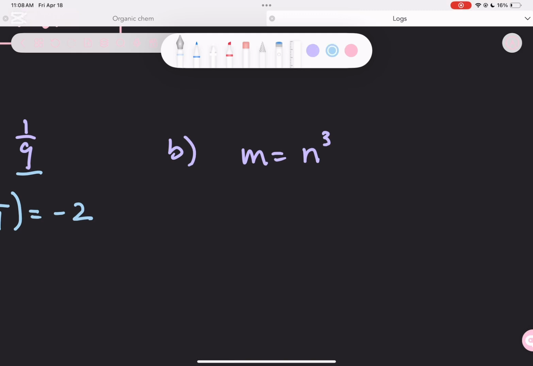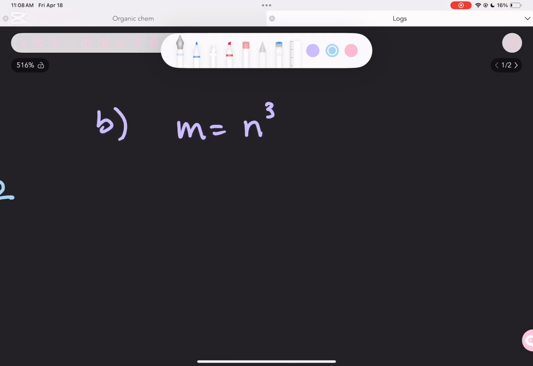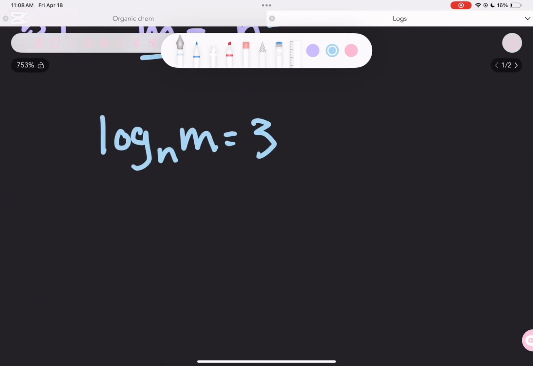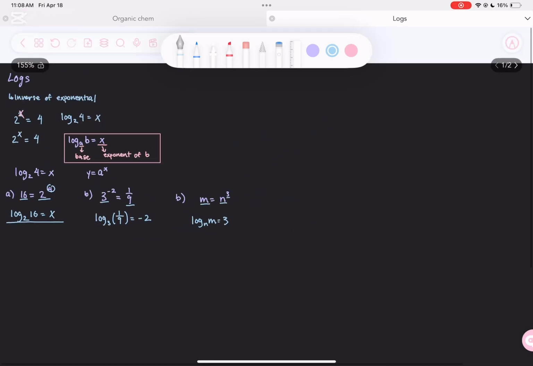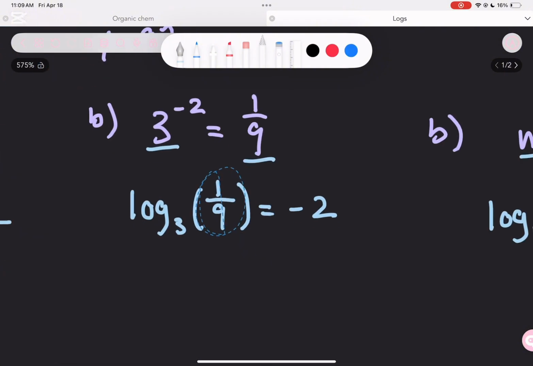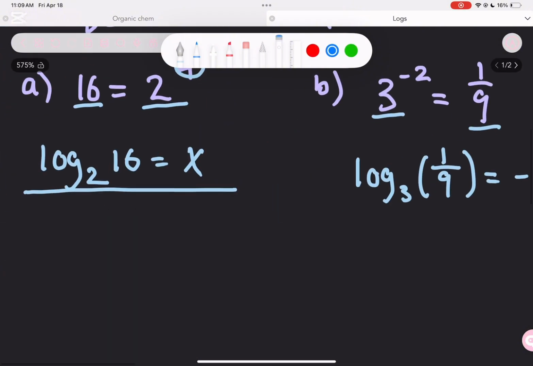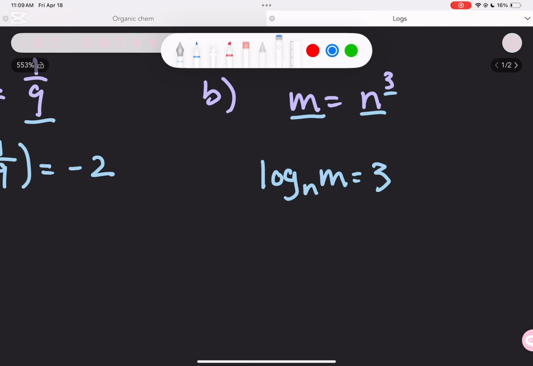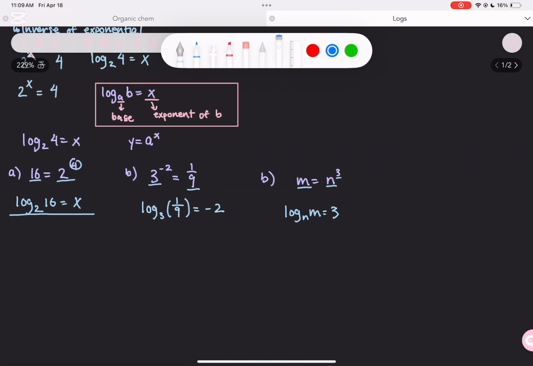How would you rewrite this? There's no numerical values here. Well, same thing: log, and then you take the base here, n, to the m is equal to this 3 over here. So this means that n to the power of 3 is equal to m, which is pretty cool. Also, it's important to note that you cannot log a negative. So this number, and this number, and this number cannot be negative. They will always be a positive value.